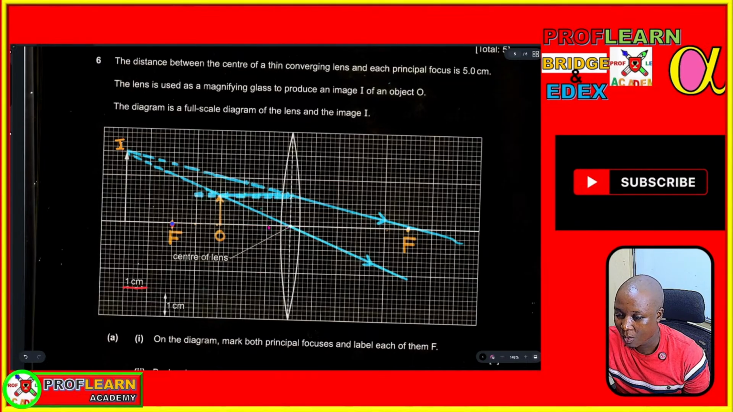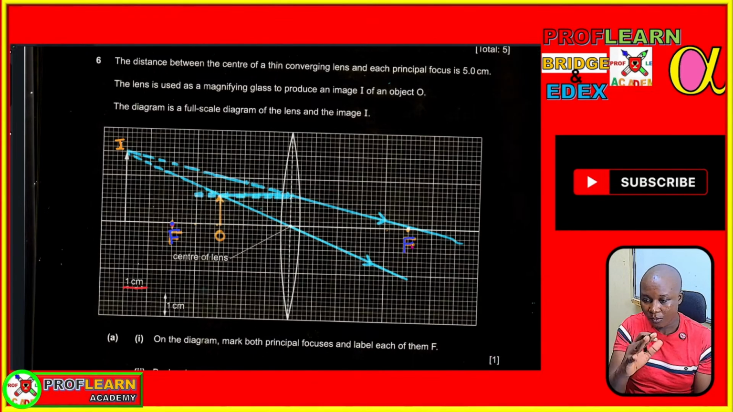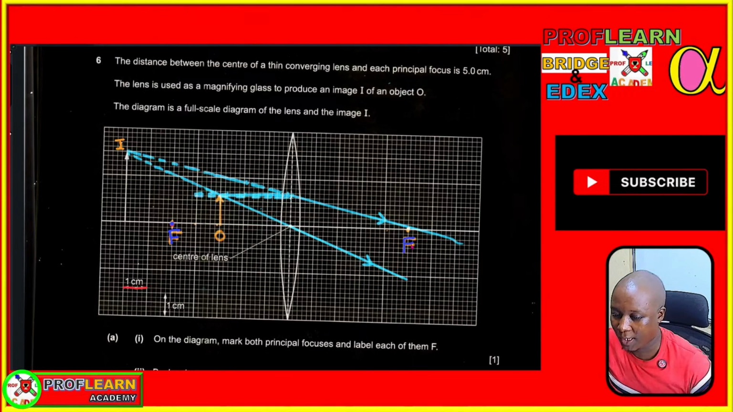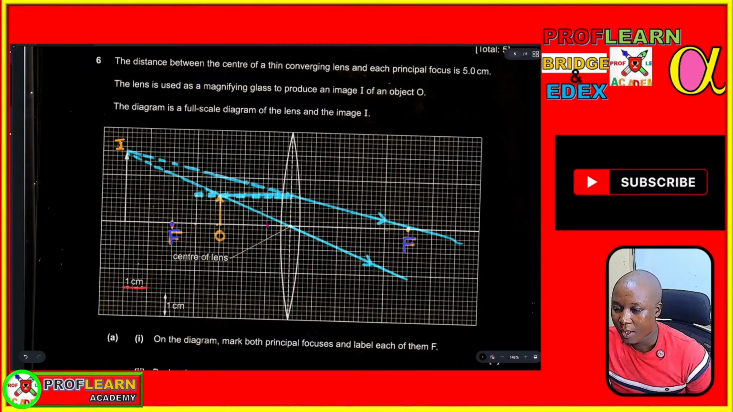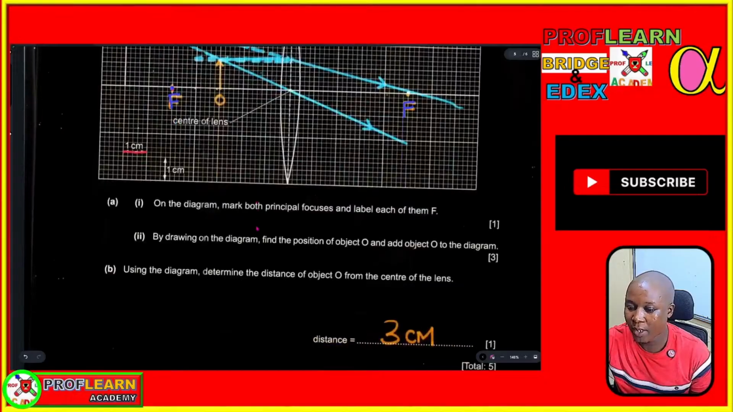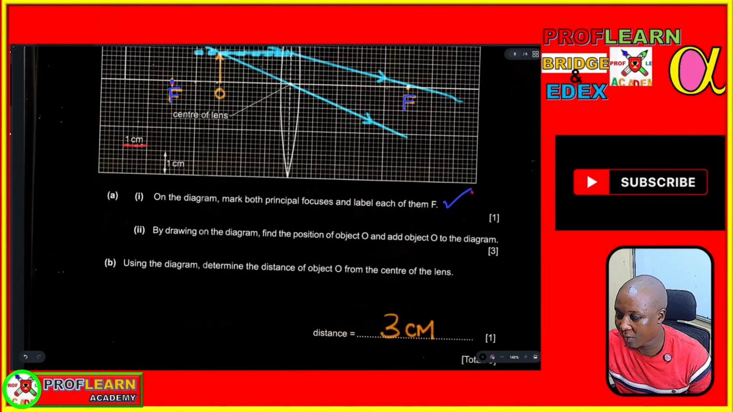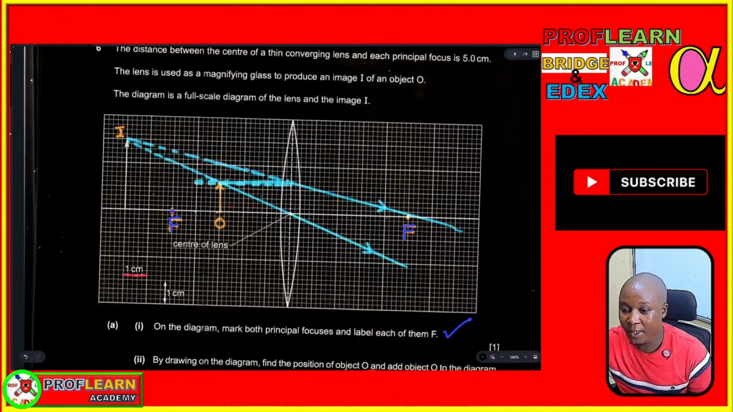So you can count 1, 2, 3, 4, 5 boxes, and that will give you where the principal focus is. So you locate the first principal focus and also the second principal focus, because a lens has 2 principal foci. In this question, you mark both principal foci on the diagram, we have done that, and then you are told, by drawing on the diagram, to find the position of the object O. So we are given the image, and we are supposed to locate the object.